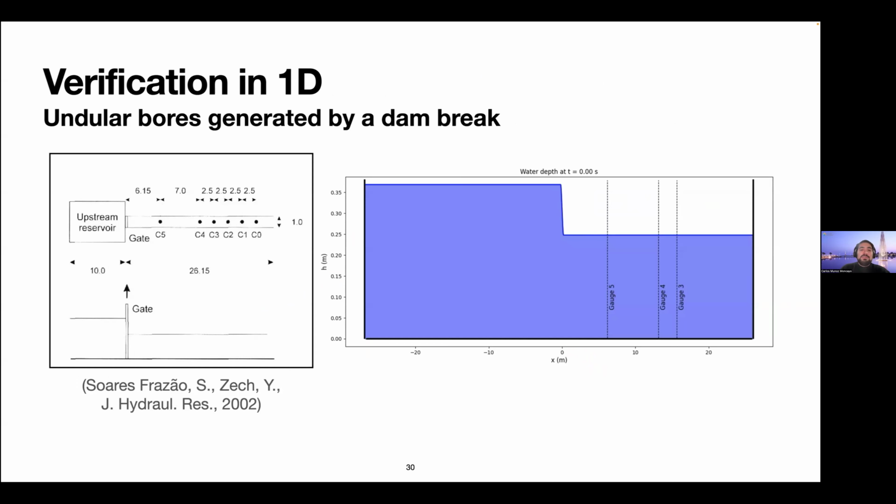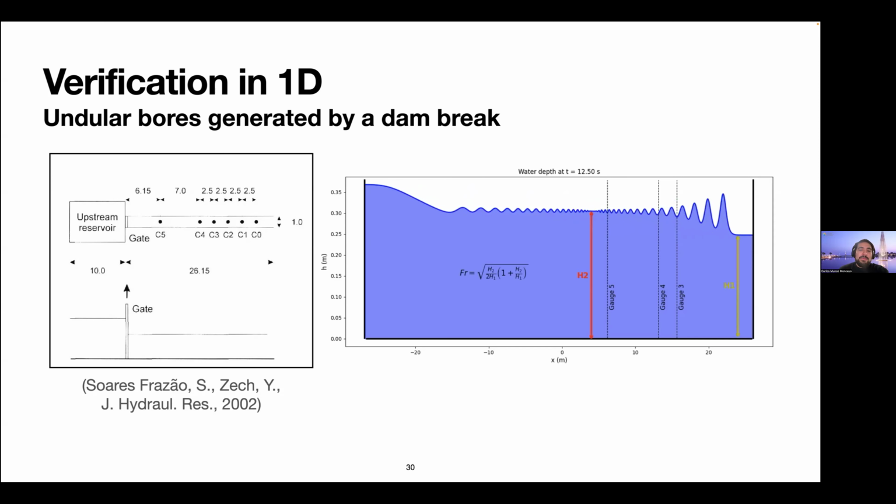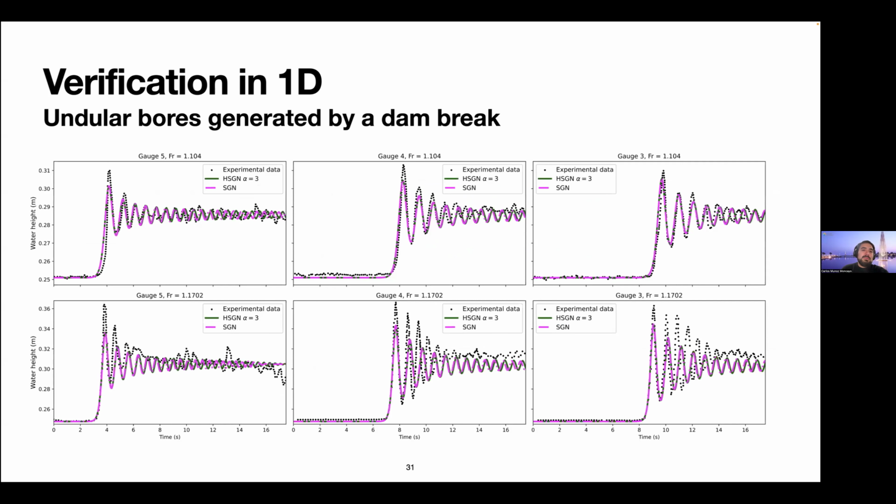Now some verification in 1D. This is a dam break problem proposed by Soares Frazão and Zech, where, of course, instead of the Riemann solution that we will get in the shallow water equations, where we have a rarefaction and a shock, we have a dispersive shock wave that is propagating. We do this for different Froude numbers, and here's the comparison with experimental data. You can see that there is very good agreement with experimental data.